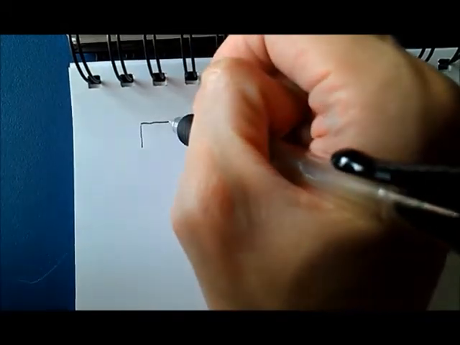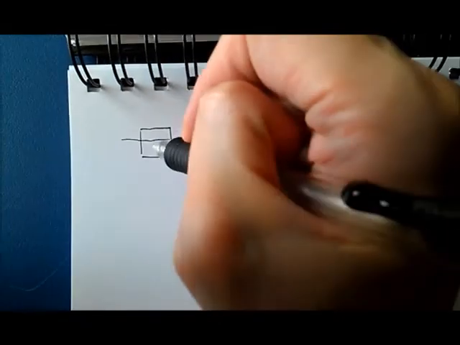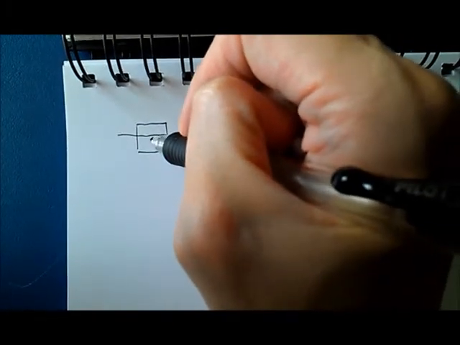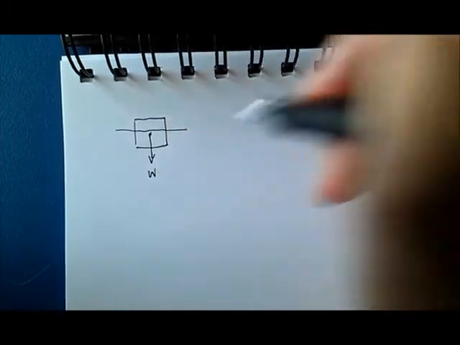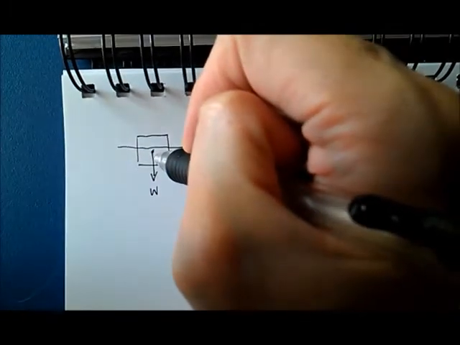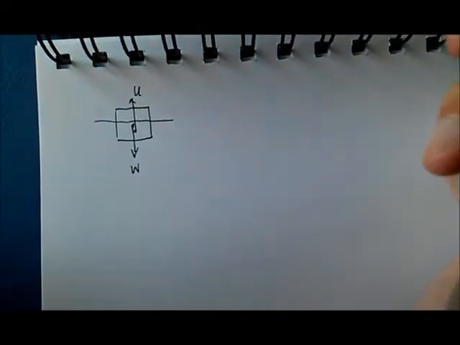Okay, let's do the analysis. For any floating object, such as, let's draw a simple floating object. For any floating object, there are two forces acting on the object. The first force will be the weight of the object, and the second force will be the upthrust due to the water displaced by the object.